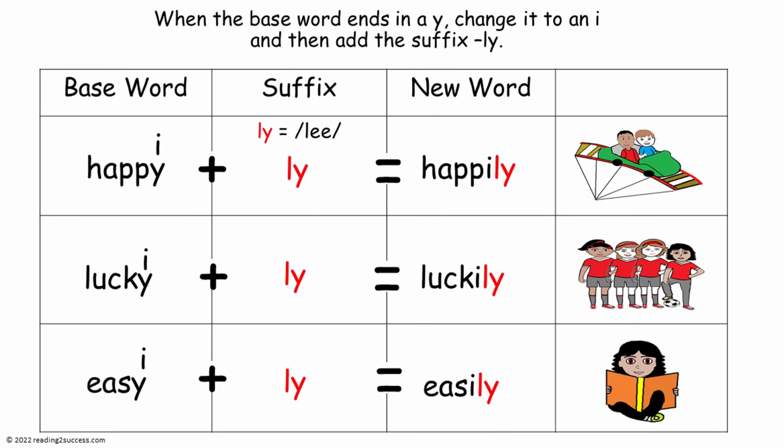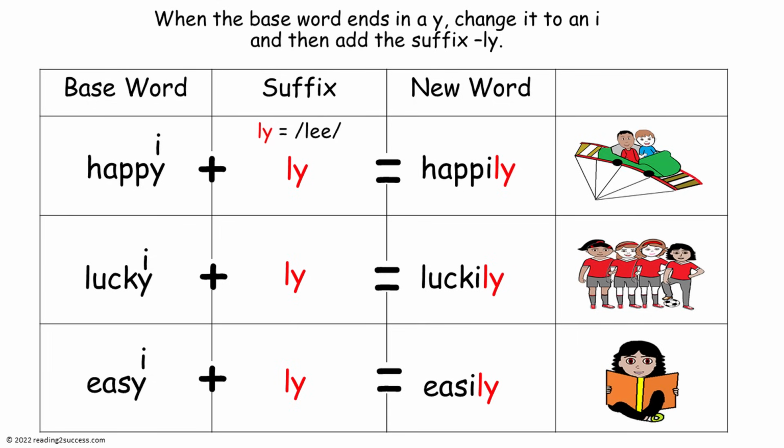Now introduce kids to rule number 2. When the base word ends in a y, change it to an i and then add the suffix ly. So our base word is happy. It ends in a y. We're going to change the y to i, add ly, and we have happily.